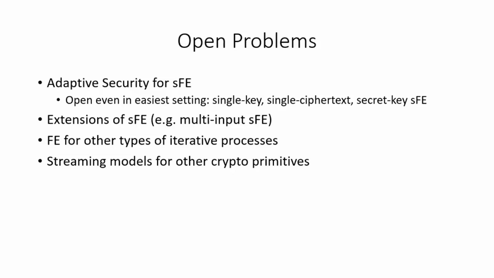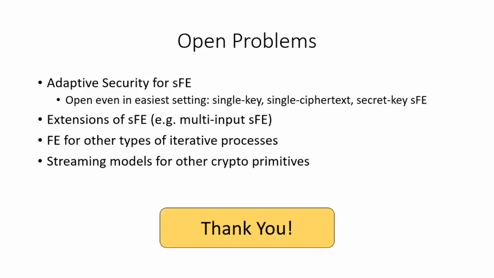In fact, if you could get it in that setting, then we could build adaptive streaming FE in the general setting. Next, we would like to consider extensions, like in this case, multi-stream, so computing on multiple streams at once. We can consider FE for other types of iterative processes. In streaming functional encryption, you have a linear chain of dependencies. What if it was different? And lastly, we could look at streaming models for other types of things. Yeah, thank you.